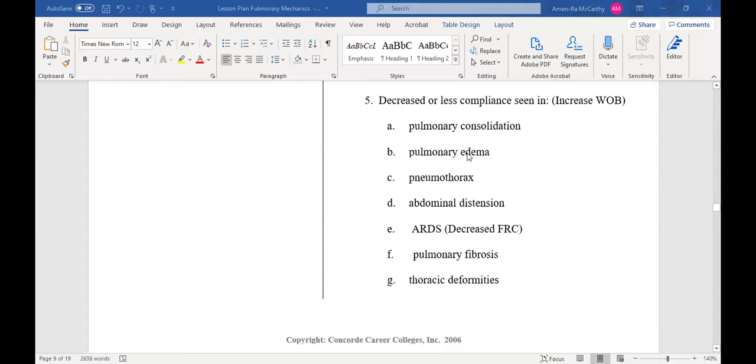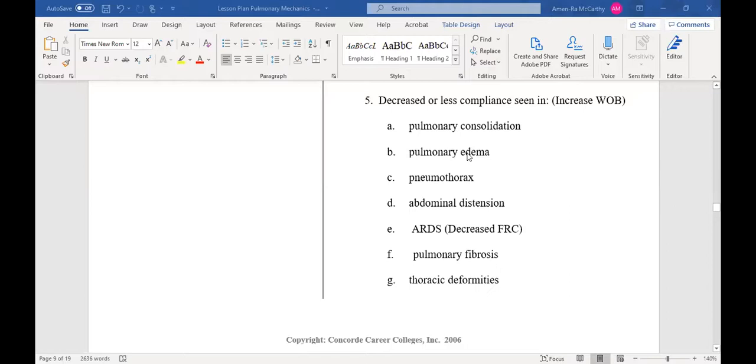Okay? Pulmonary fibrosis is kind of like scarring of the lungs and hardening. When the lungs become scarred and hard, they're called fibrotic. They have fibroids on the lungs. They become hard and they can't stretch like you want them to do. Therefore, they have a low compliance.